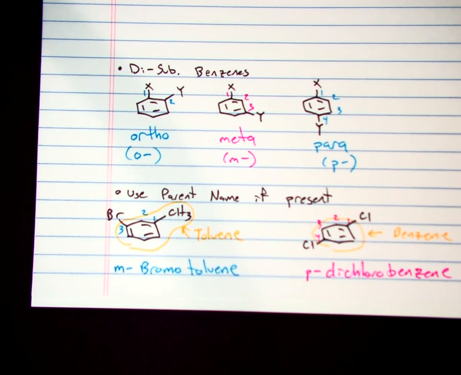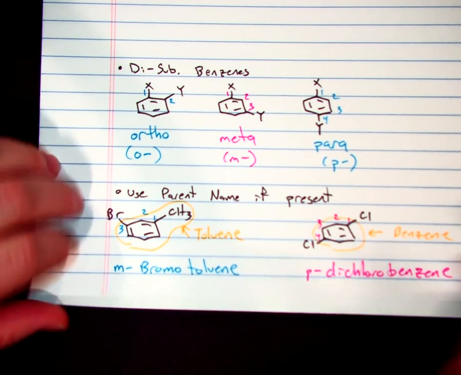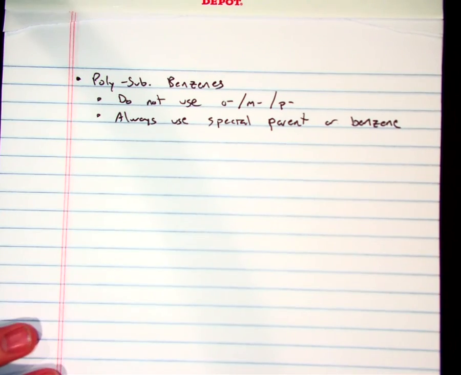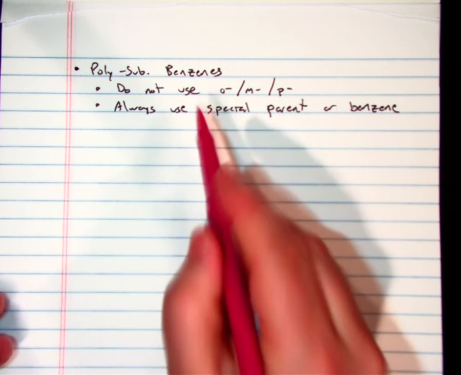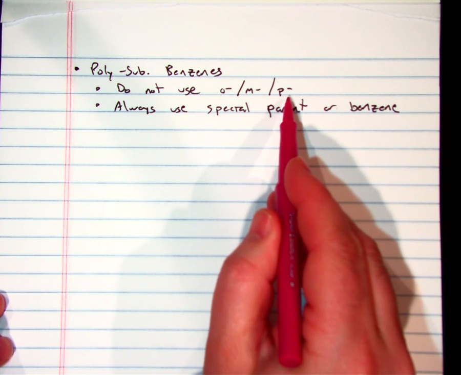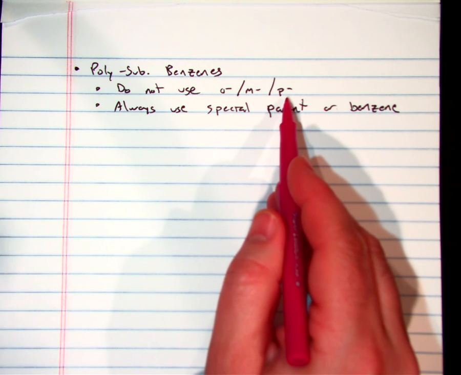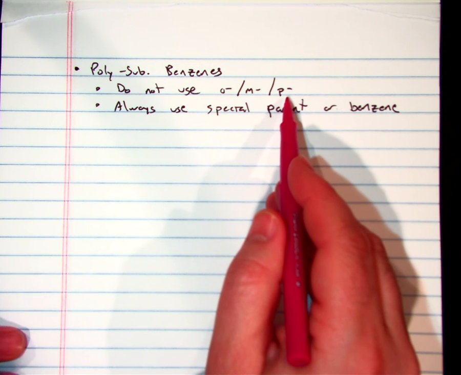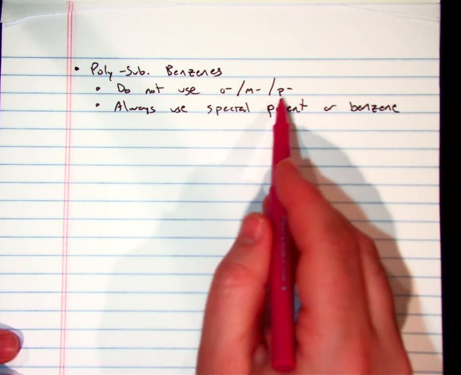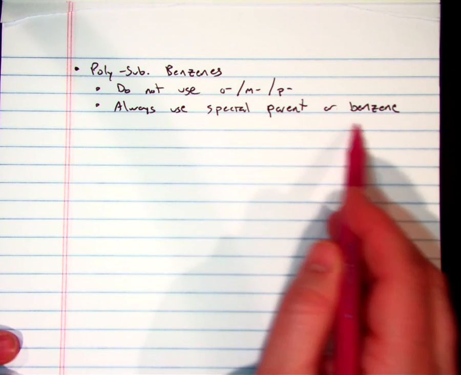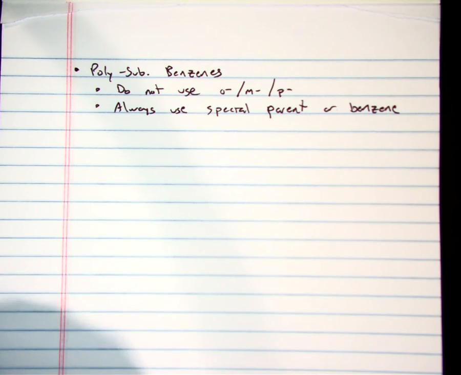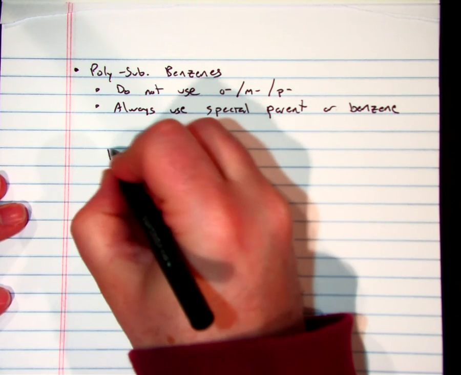Now let's see what happens when we add a third or a fourth substituent onto our ring system. If we have a poly-substituted benzene system, we're no longer going to be using the ortho, meta, or para designation. We can talk about the relationship of two groups being ortho, meta, and para to one another, but when we name this formally, we're not going to be using these designations. We always want to make sure that we're using any special parent that's there. If there isn't one, then we're going to be using benzene. So let's take a look at some examples here.